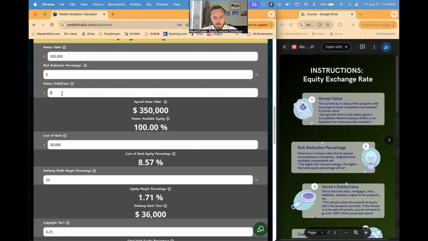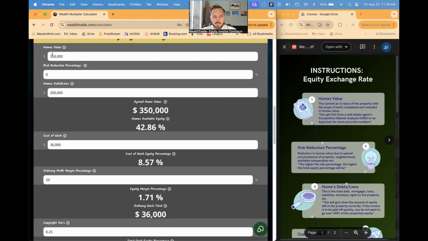This debts and liens we get from the homeowner. They sign a disclosure saying, hey, here's my mortgages, my liens, any kind of debt I have that's tied to that property. Also, do your due diligence to check it. Make sure you're checking the public records to verify they're not missing anything. So we're going to put this at a $200,000 mortgage that's on it. So right now, they have 42% equity to use on their property.